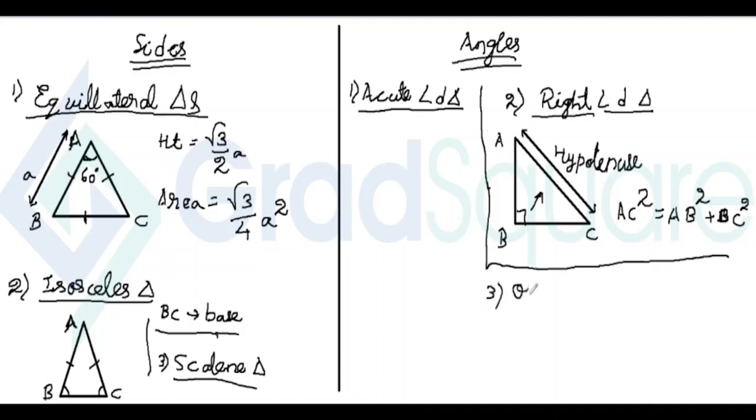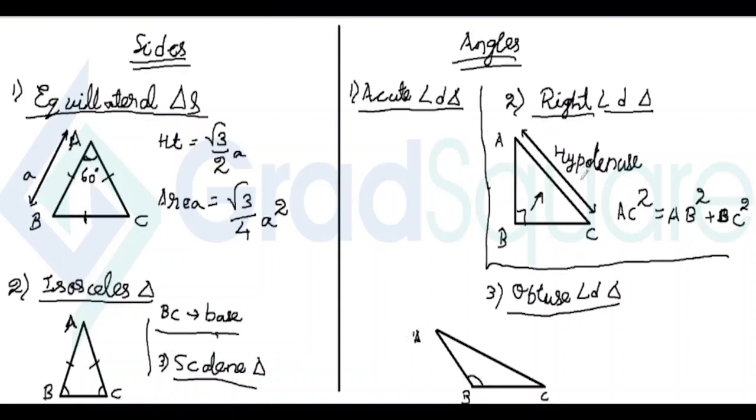And finally, the last type of triangle based on measurement of angles is an obtuse angle triangle. And an obtuse angle triangle is a triangle in which exactly one of the angles is obtuse. And when I say one of the angles is obtuse, I mean one angle is going to be greater than 90 degrees. So if I have a triangle like this, in which angle B is greater than 90 degrees, then this is an obtuse angle triangle.